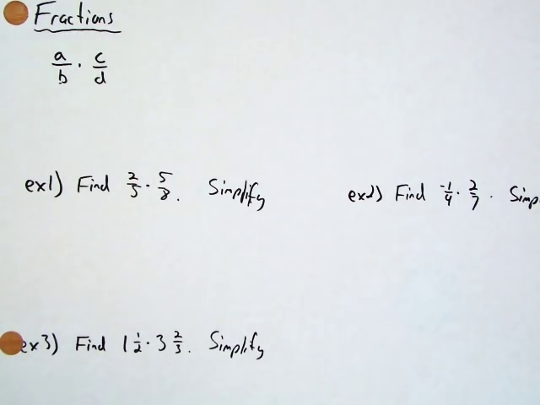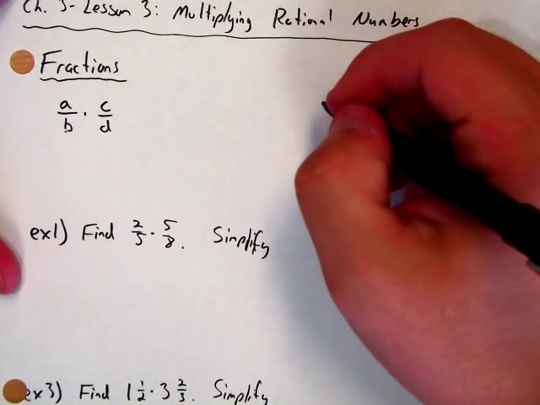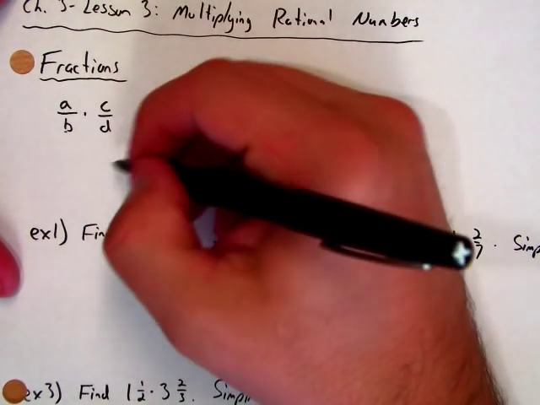So today we're going to be talking about Chapter 3, Lesson 3. This is called Multiplying Rational Numbers. Recall from last time that rational numbers are simply numbers that can be written as a ratio of two other numbers, so a fraction. So when we start multiplying rational numbers together, we have two different fractions here.